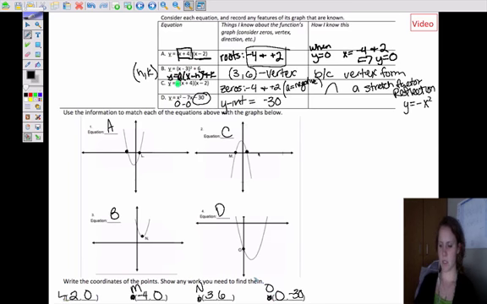So this learning target is really just being able to relate equations to their graphs, and relating graphs to equations, and being able to talk about that and find some of those important pieces like roots and intercepts, be it x or y intercepts.